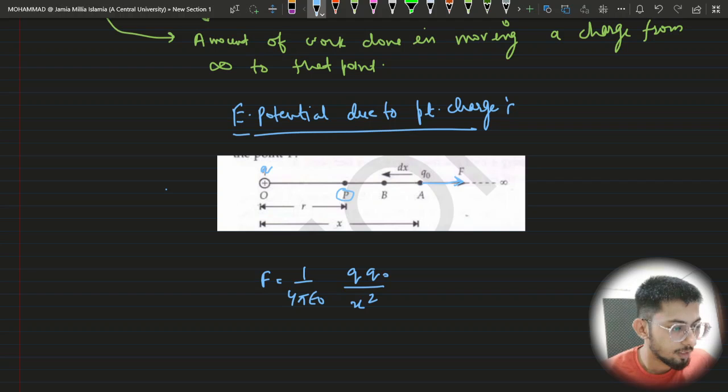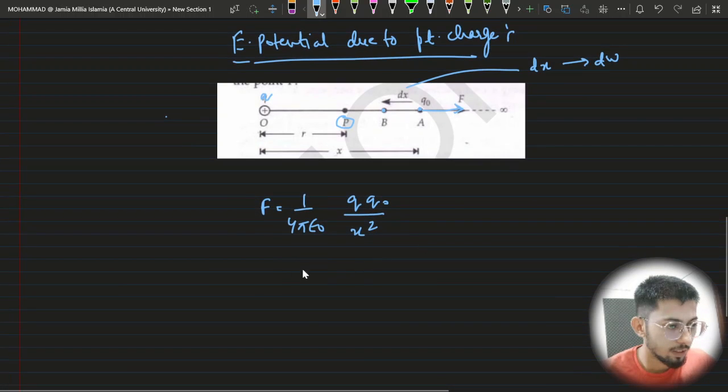Now a small work is done in moving the test charge from A to B, because the distance from B to A we have assumed as dx. This is the small distance dx. This whole distance from O to A is x. Suppose we need to push it to B, the small distance dx. Correspondingly there would be small work required to move it from A to B, isn't it? And what would that work be? dW.